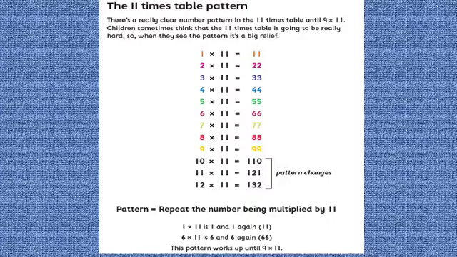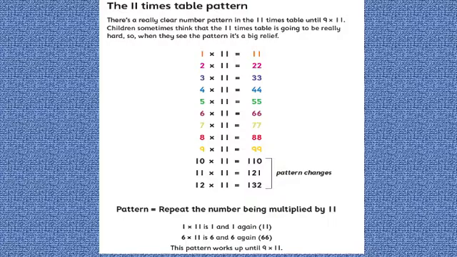So the pattern is you repeat the number that is being multiplied by 11. So you can see 1 times 11, you repeat that 1, so it's 1, 1, which is 11. 2 times 11, you repeat that 2, is 22. 3 times 11, we repeat that 3, 33. And so on and so on. And you can see it's nicely colour-coded, so it's really easy for you to see it on this page.